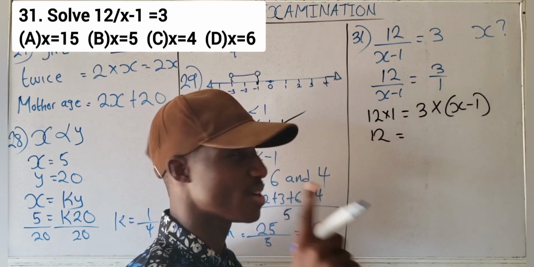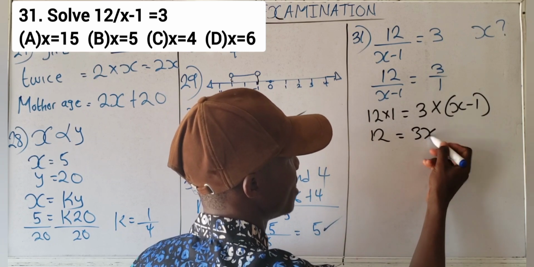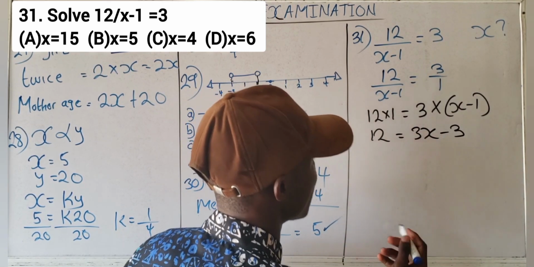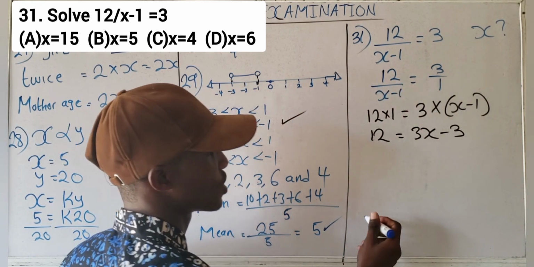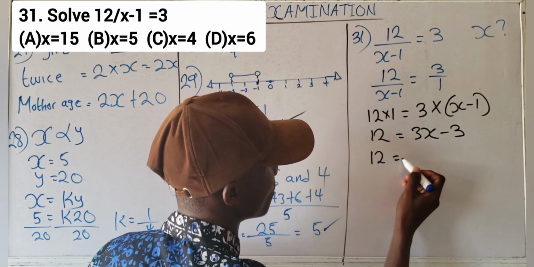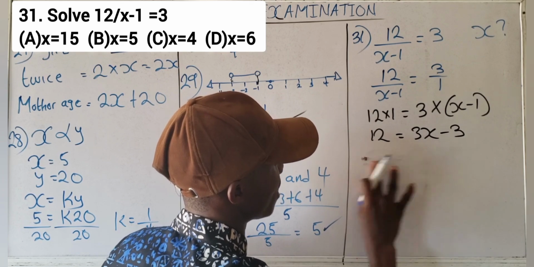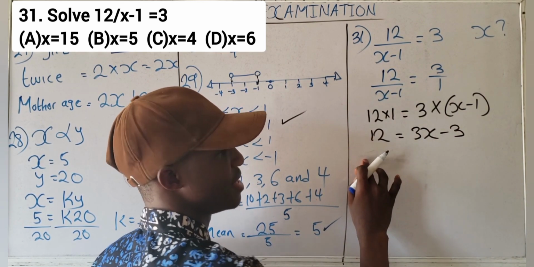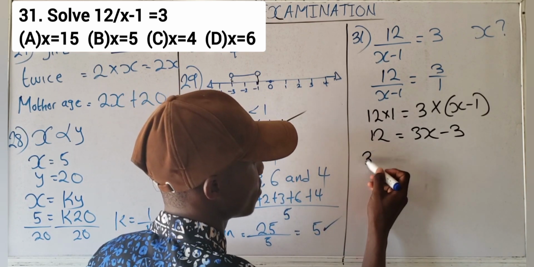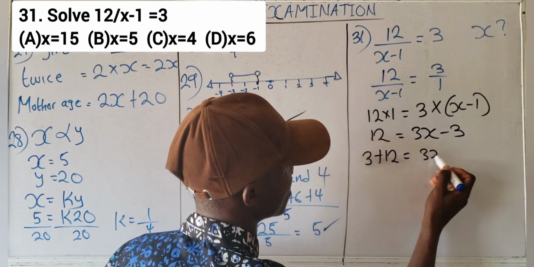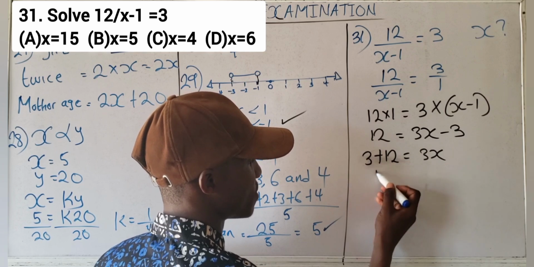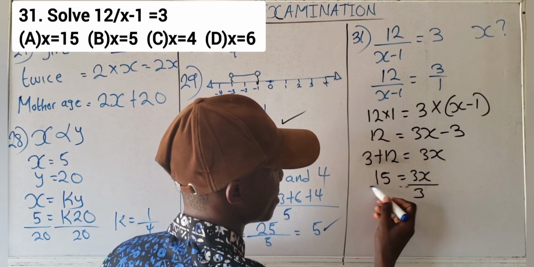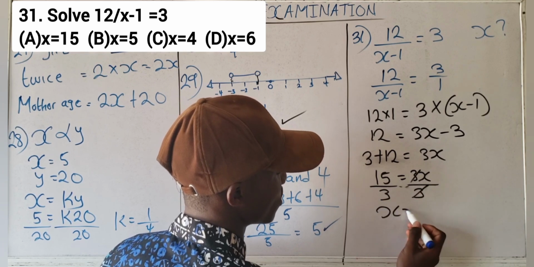Let's do it step by step. 3 times x is 3x, okay? 3 times negative 1, that is negative 3. So I'm going to have negative 3, okay? Now, take this 3 to the other side of the equation. We're going to have 12 is equivalent to, okay? Now listen. If this negative 3 crosses the equals sign, it's going to change to positive. So I'm going to have 3 plus 12 is equivalent to 3x. Okay? 3 plus 12 is 15. So I'm going to have 15 is equal to 3x. So divide this by 3 to get the value of x. This is over 3. So x is equal to 5.